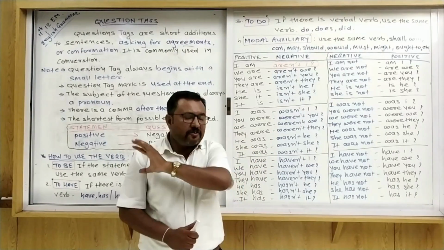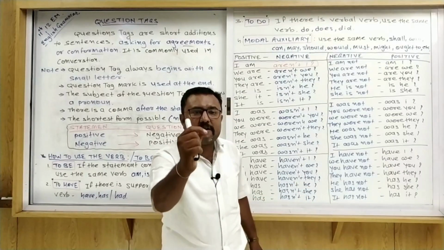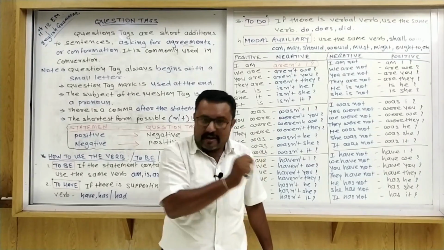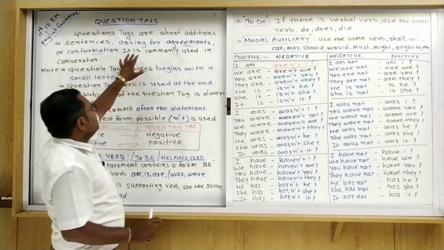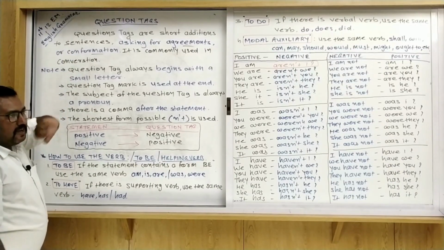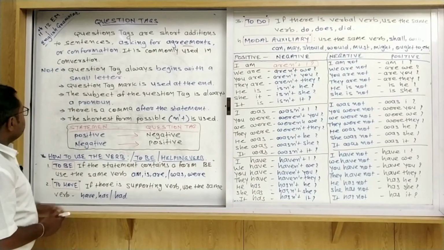Another, she is not a good girl. She is not a good girl. Not. So, is she? So we use this when asking for agreement or confirmation, and it is commonly used in conversation.